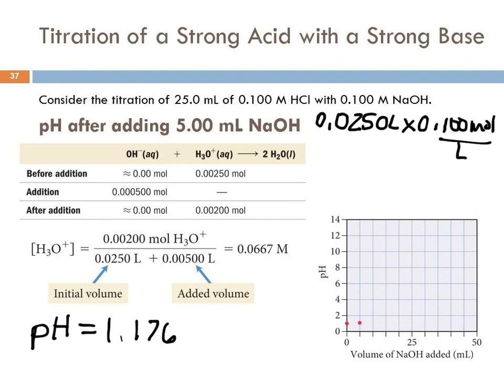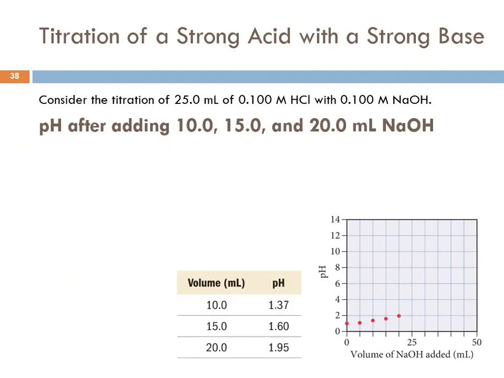Any questions? What about after we add 10 and 15 and 20 milliliters of sodium hydroxide? It's the same calculation that we just did. It's just a little change every time.